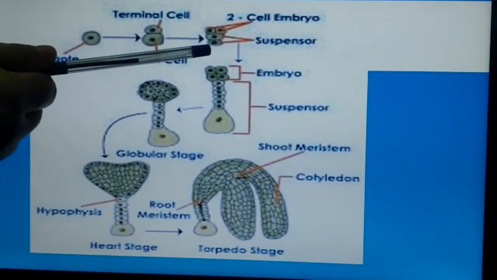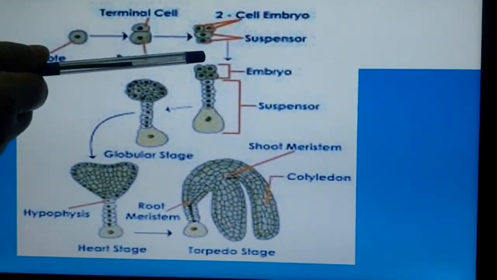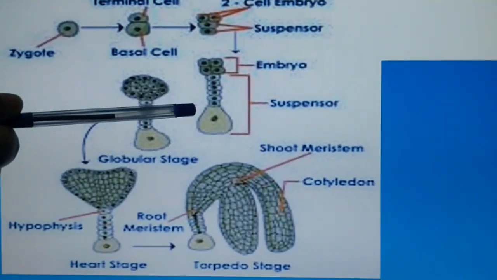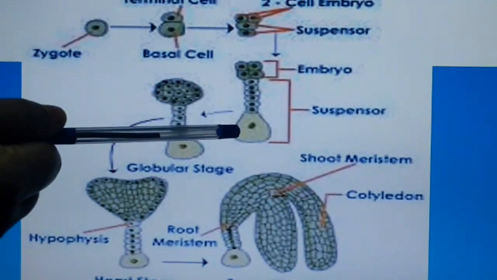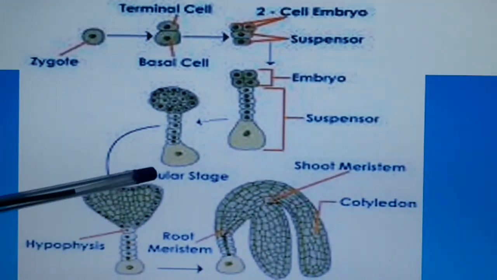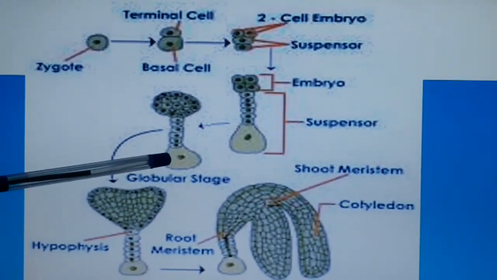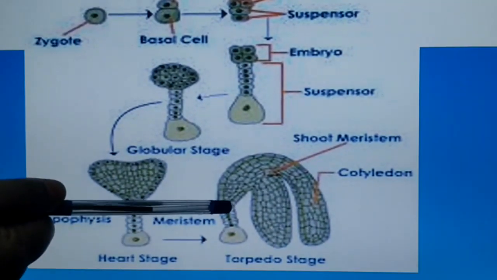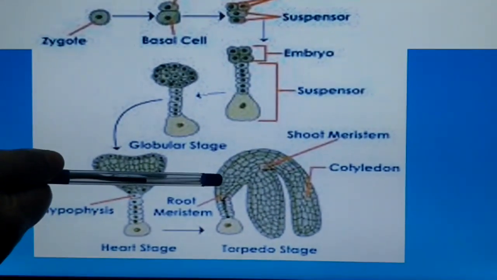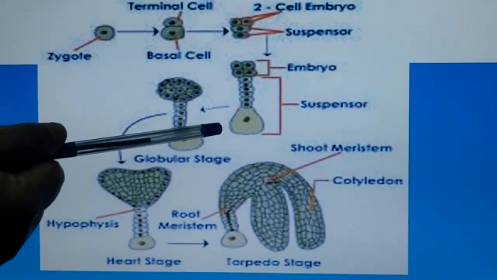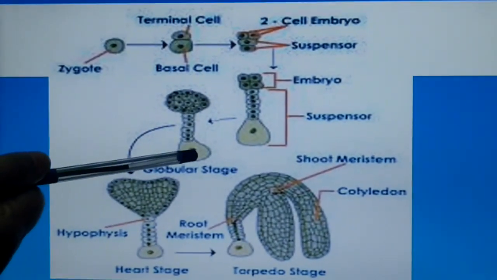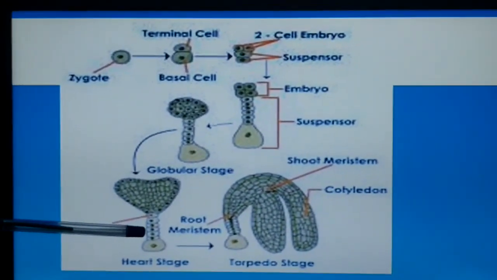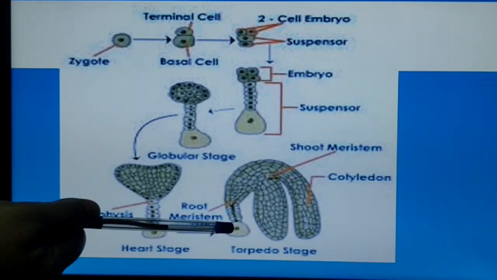The further division of the zygote during the development of the embryo leads to the formation of the first stage, a globular stage, and it is followed by the heart-shaped stage before reaching the mature stage. Before reaching the mature embryo stage, the embryo undergoes certain changes. First it forms the globular stage, then it undergoes the heart stage. Finally, it reaches the mature stage of the embryo.